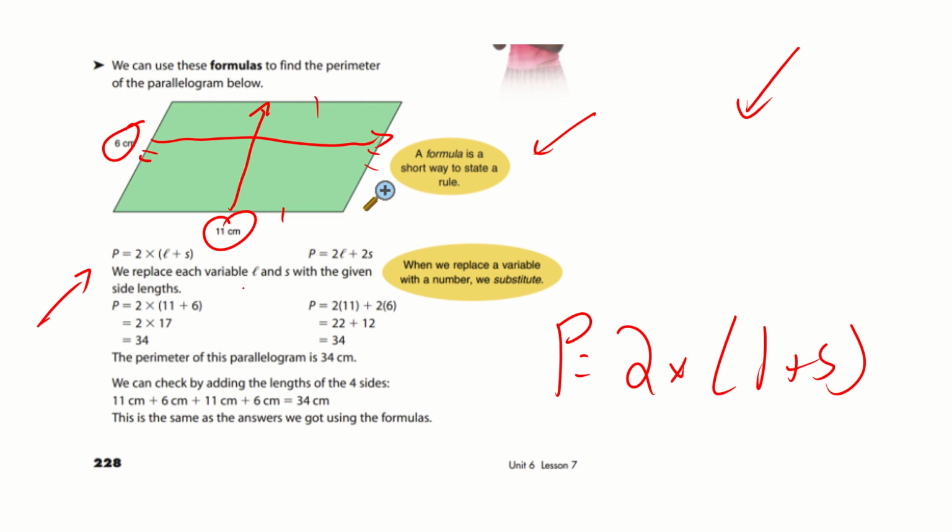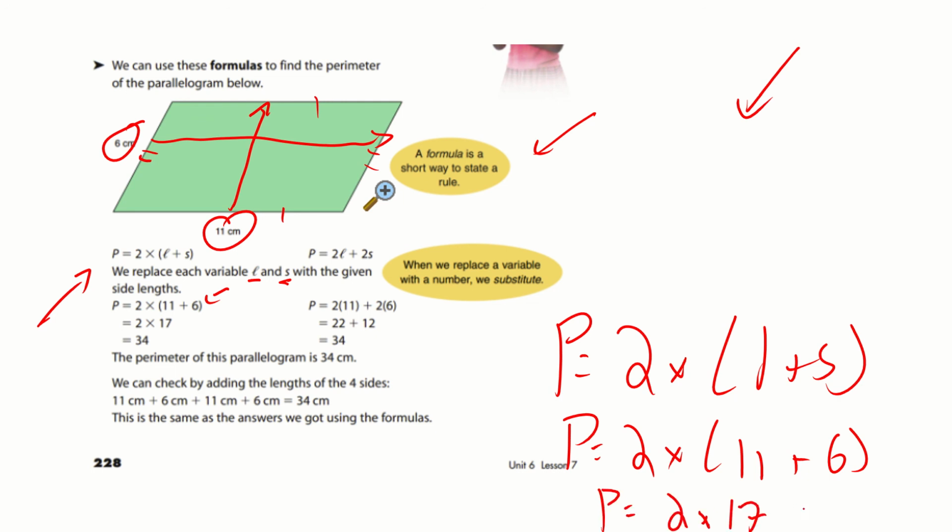Lovely. So now we replace the variables L and S with the given side lengths. So I'm going to go P equals 2 times, and now in brackets, 11 plus 6. Just like here. What I'm going to get is P equals 2 times 17. And what I'm going to get is 34 as my answer. So that's one way of doing it. We're going to do the other way now. Sorry, and what this suggests, guys, is that we have 34 centimeters as our perimeter.